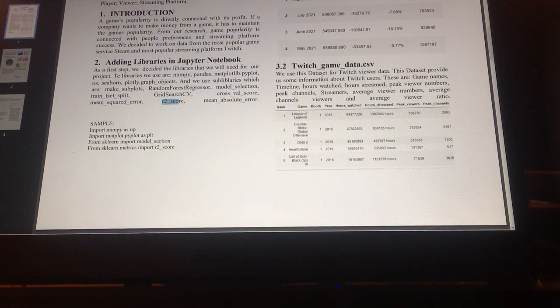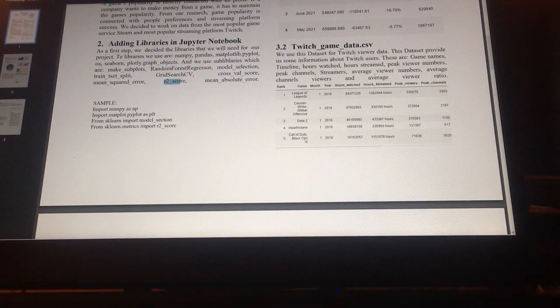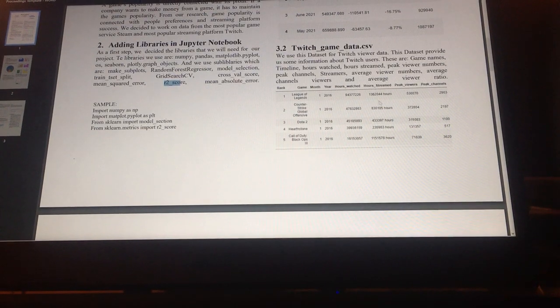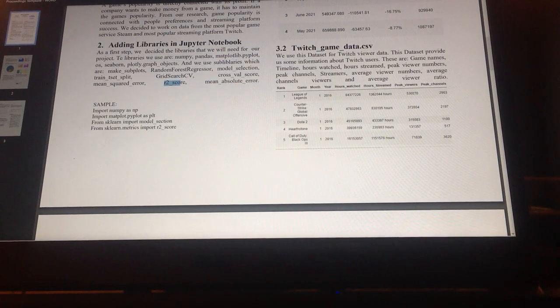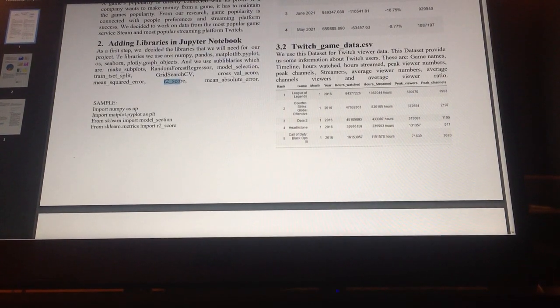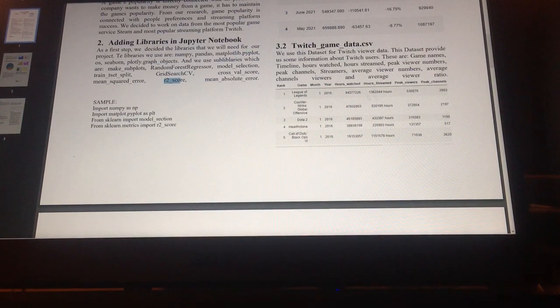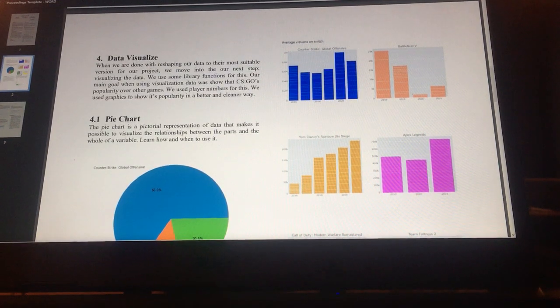Our second dataset is the Twitch game dataset. We use these two features of them, the global and the streamer one. This is about Twitch viewers. Twitch users provide us this data. This data's subjects are game names, timeline, hours watched, streaming peak, viewer numbers, peak channels, and streamers, but we didn't use the streamers data. We only use it for one game, CSGO.